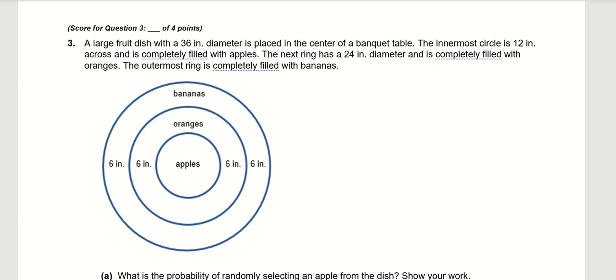For question number 3, we have a large fruit dish with a 36-inch diameter. It's placed in the center of a banquet table. Now the innermost circle is 12 inches across and is completely filled with apples. So let me draw that here. So if it's 12 inches all the way across, the radius is going to be half of that, so the radius is going to be 6.